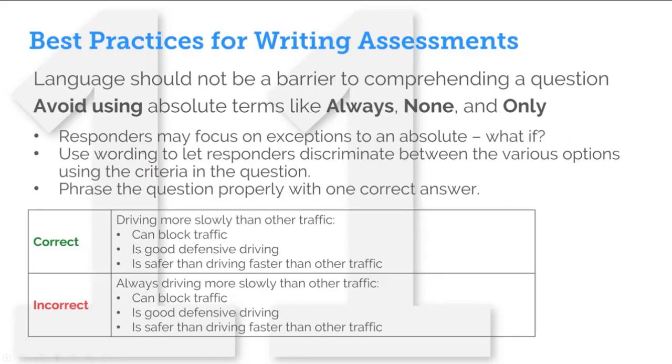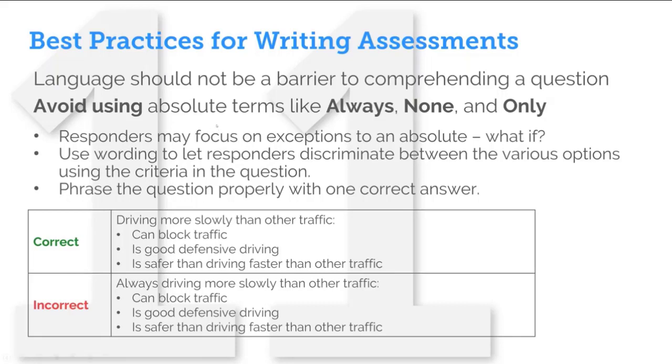Bear with me. Language should not be a barrier to comprehending a question. So we really want to focus when we're creating these on testing the skill or evaluating what they do know about the topic. And we don't want language to ever become a distraction to them or confusion. And so you want your terms to be very, very clear for the user. And we don't want to get them focused on something other than the test. So we want to avoid using absolute terms like always, none, only.